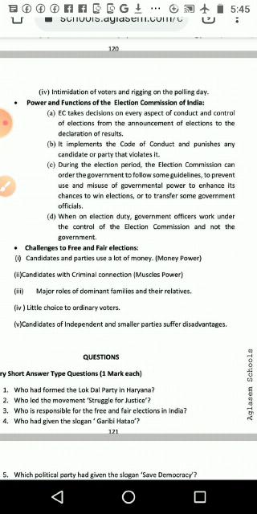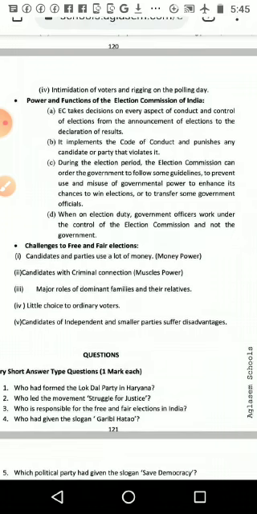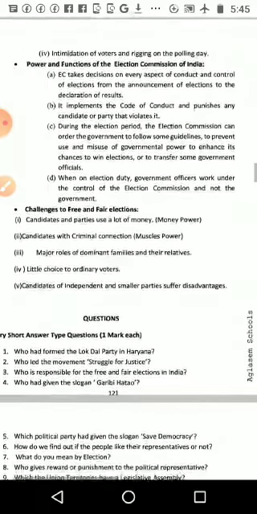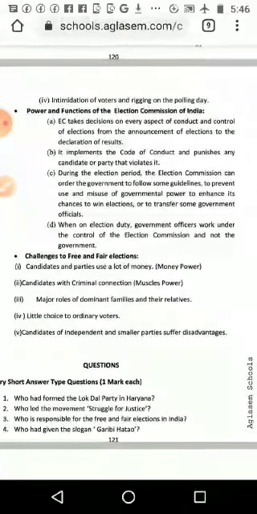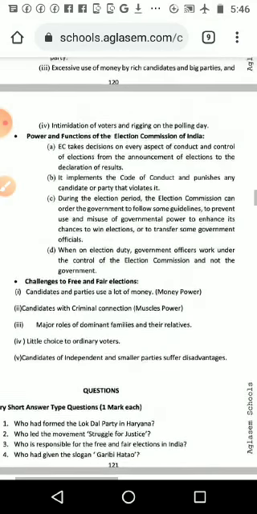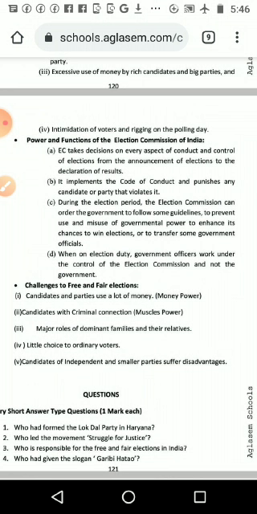Major role of the dominant families and their relatives. If the candidate is from a dominant family of that area, then they use that dominant family and their relatives to get maximum votes. Then little choice for ordinary voters. If there are minority and majority voters, then minority voters get very little choice. Then candidates of independent and smaller parties suffer disadvantages in the election, because we are following the multi-party system.